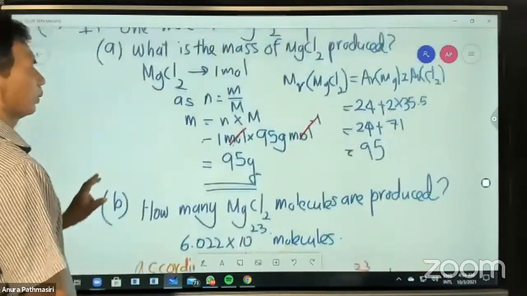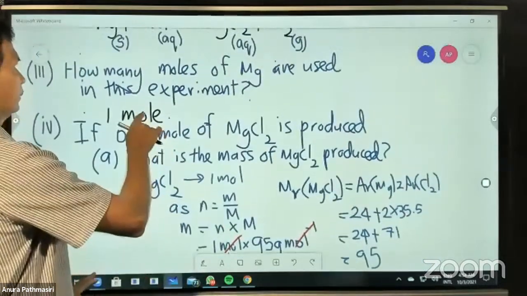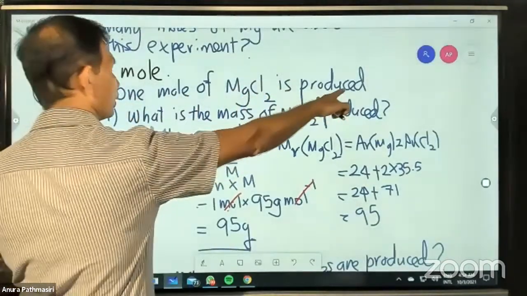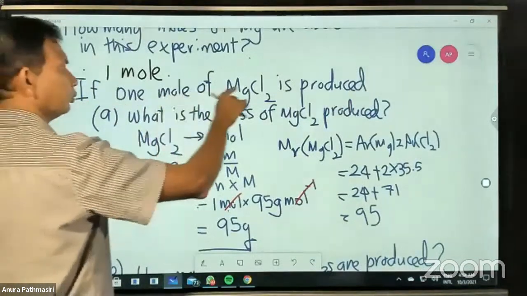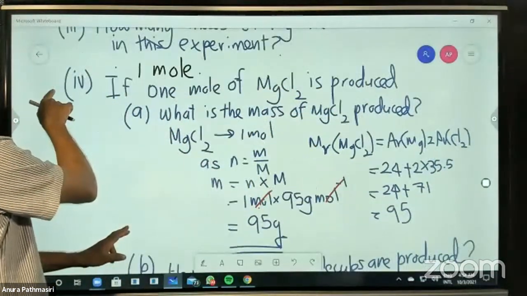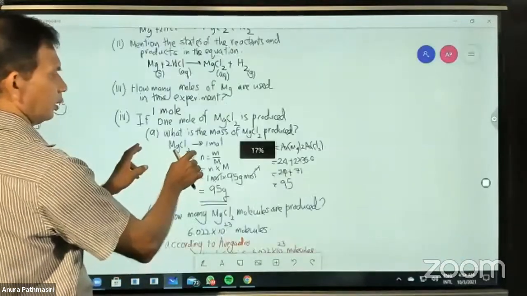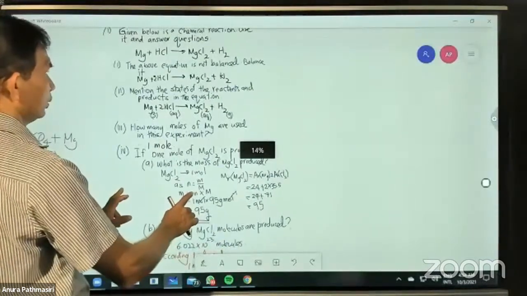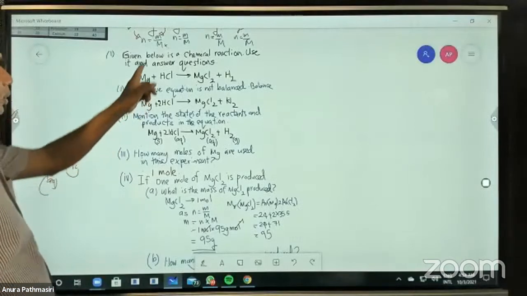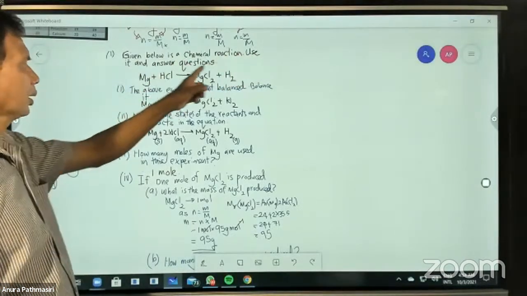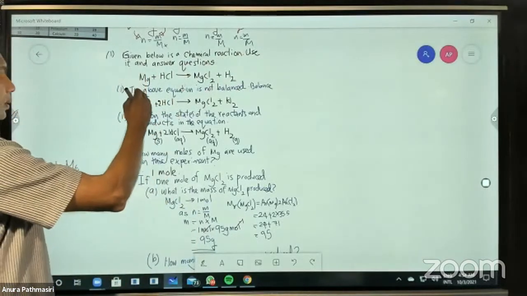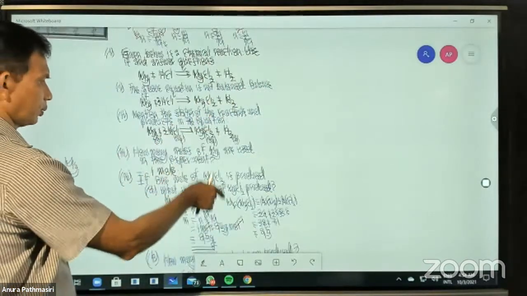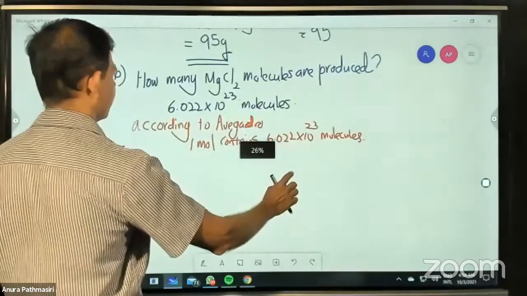I'm going to modify the question. I say if 1 mole of magnesium chloride is produced. Going to the other question, I will print it out. I use the question: given below is a chemical reaction, use it and answer the questions. Magnesium with hydrochloric acid, magnesium chloride and hydrogen gas are produced. So I went on, and I'm going to make another question.